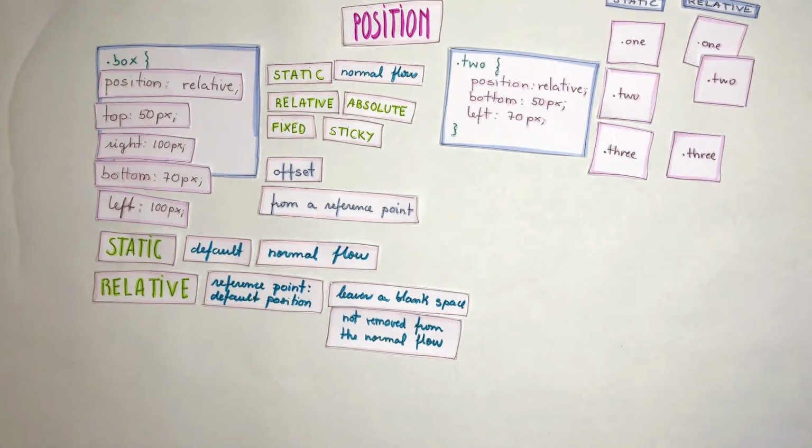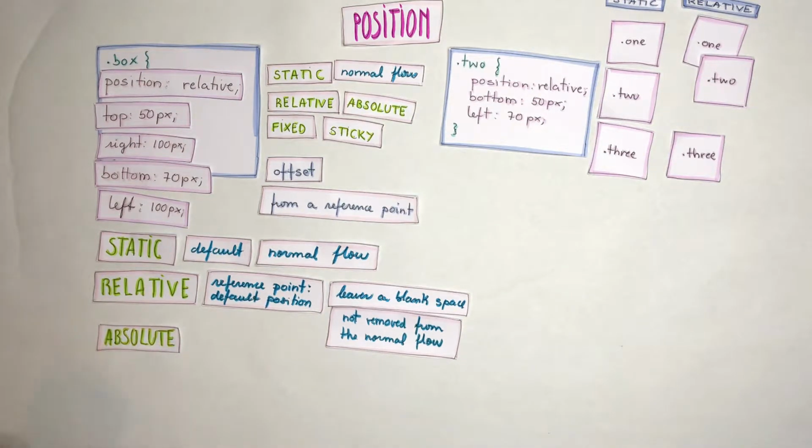It's important to notice that the space originally taken by the element is left there. We have that blank space here. This is because the element is not removed from the normal flow, and this is why the rest of the elements stay in their original positions, they don't move. This is important, and we will see how things are different with the absolute position.